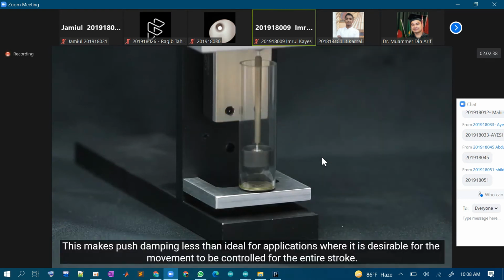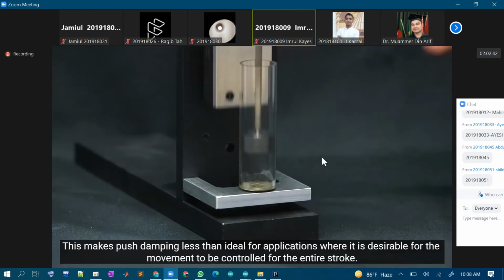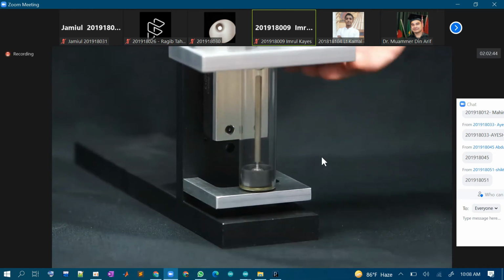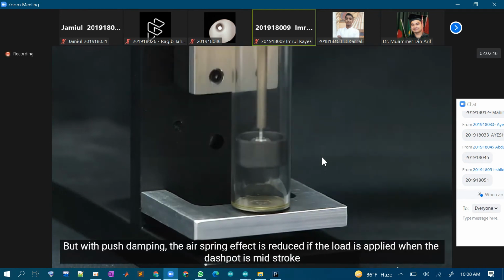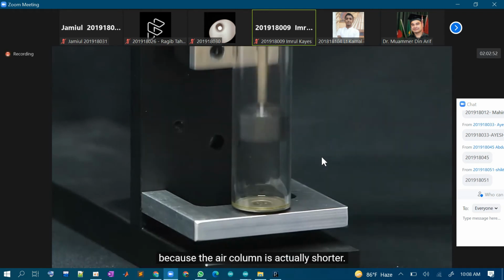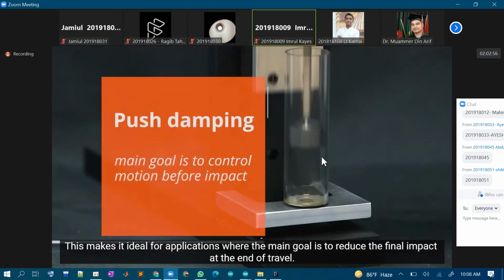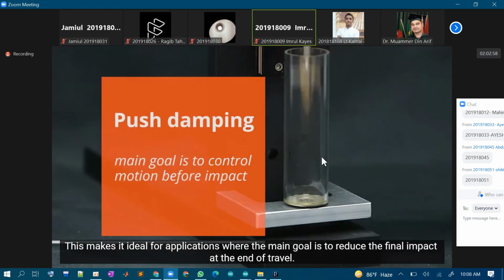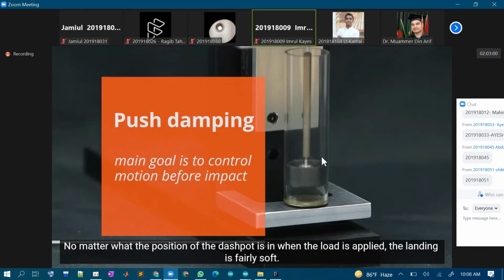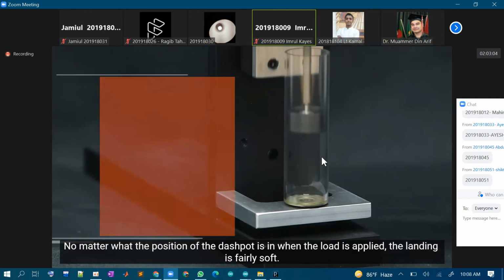This makes push damping less than ideal for applications where it's desirable for the movement to be controlled for the entire stroke. But with push damping, the air spring effect is reduced if the load is applied when the dashpot is mid-stroke because the air column is actually shorter. This makes it ideal for applications where the main goal is to reduce the final impact at the end of travel. No matter what the position of the dashpot is in when the load is applied, the landing is fairly soft.